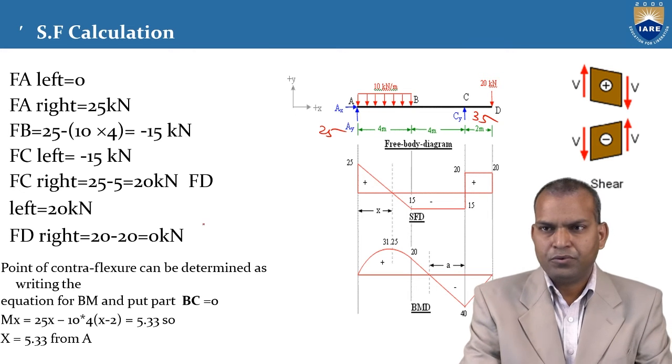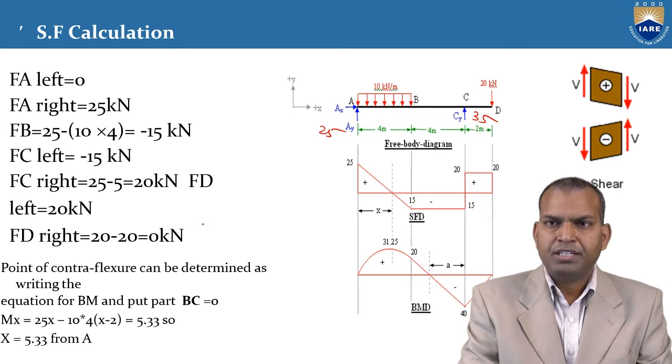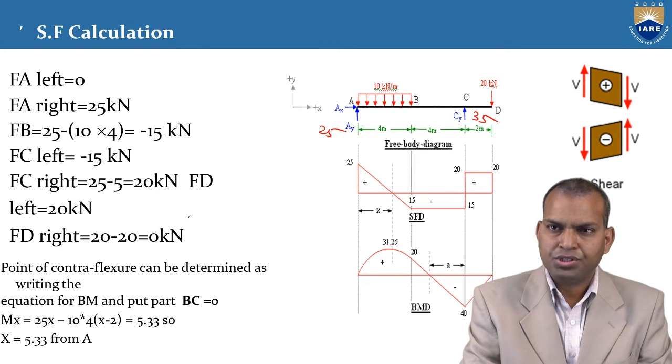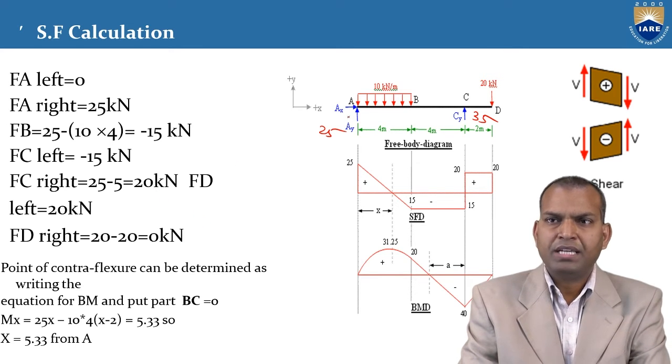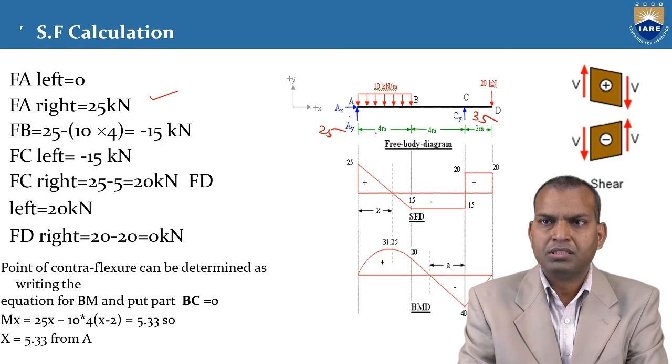How to find the shear force at various points by using the positive and negative shear force sign conventions. Now let us begin. At point A left, it is 0. At point A right, the direction is upward, that is positive, 25 kilonewtons.